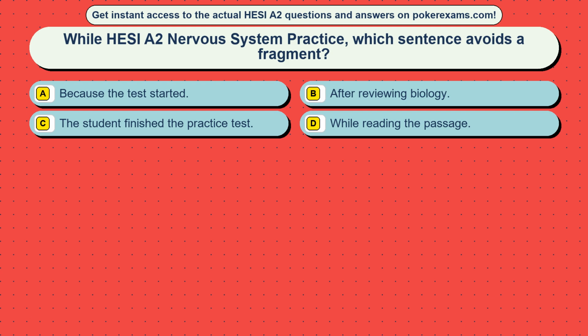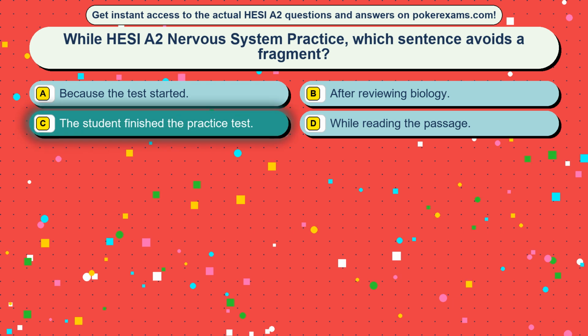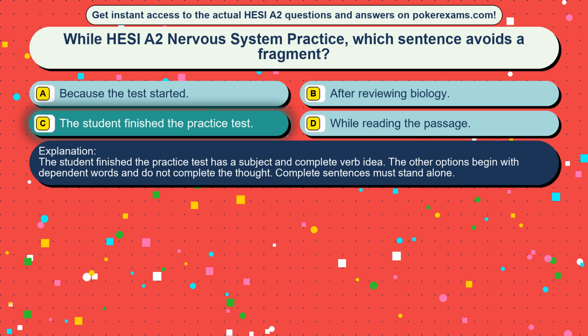Question 17. While HESI A2 nervous system practice, which sentence avoids a fragment? Option A, because the test started. Option B, after reviewing biology. Option C, the student finished the practice test. Option D, while reading the passage. The correct answer is option C, the student finished the practice test. "The student finished the practice test" has a subject and complete verb idea. The other options begin with dependent words and do not complete the thought. Complete sentences must stand alone.